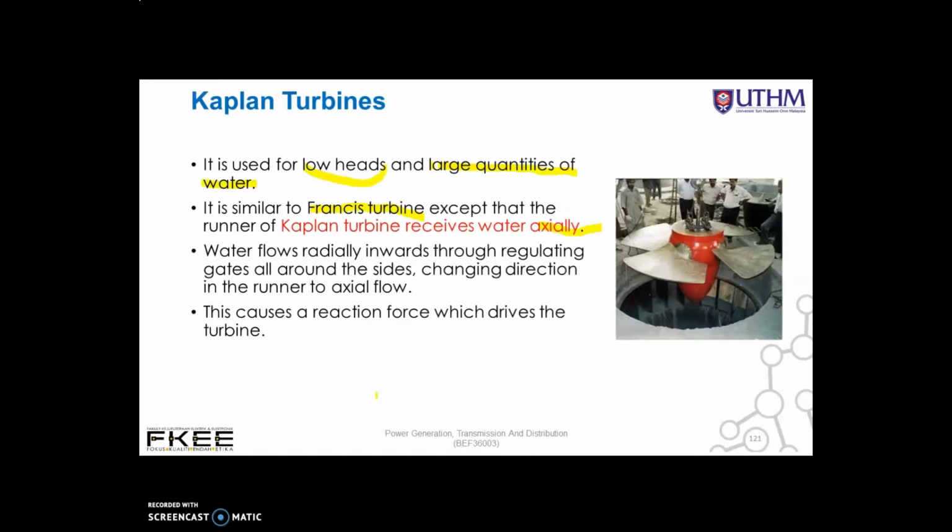You can see more details on the operation of the Kaplan turbines in this video after this.